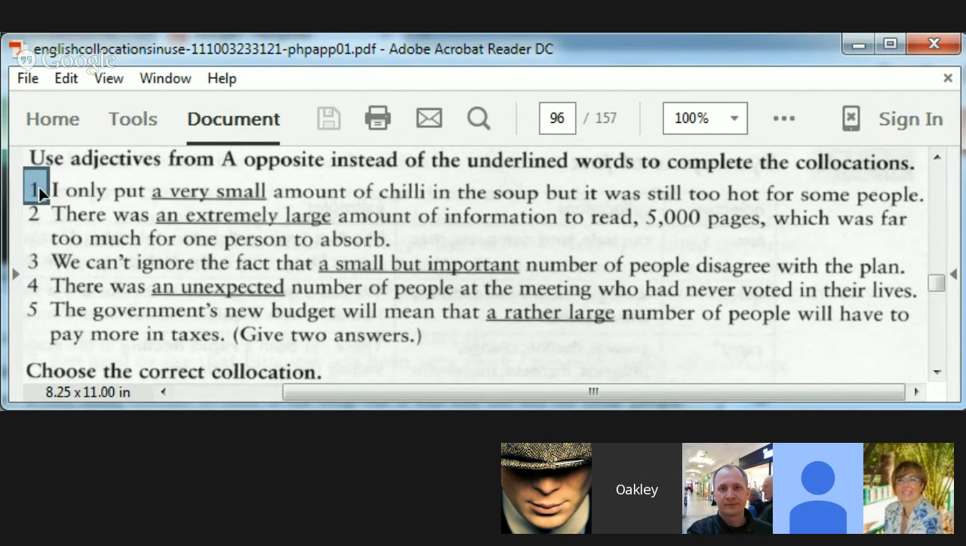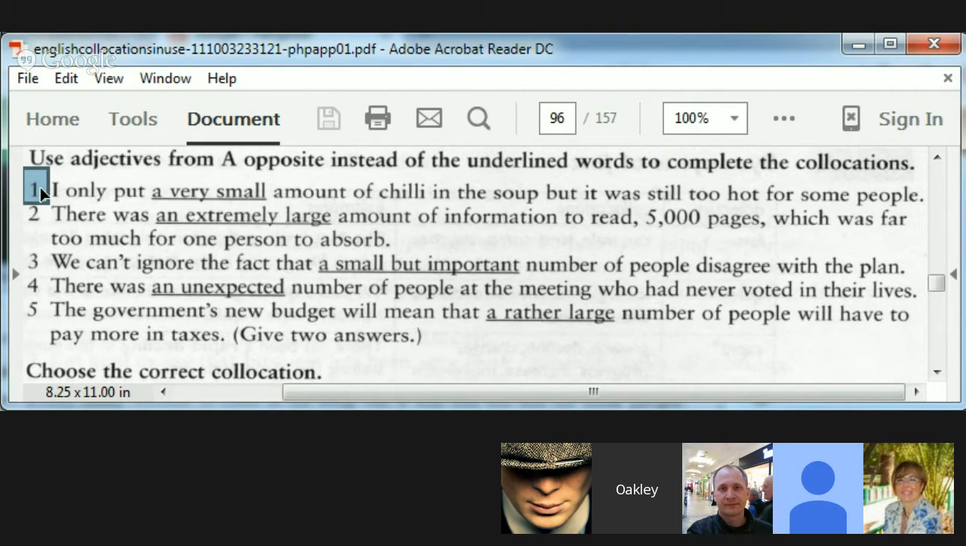All right, Sasha, starting with you, number one. Yeah, go ahead and read the whole sentence, but instead of a very small amount, see if you can think of another adjective which collocates with amount. Okay, I only put a very small amount of chili in the soup, but it was still too hot for some people. What would you guess? Do you have a guess based on your own knowledge? I'm thinking. Maybe I know, but I can't think of it. Okay.